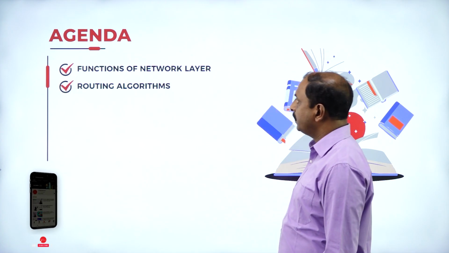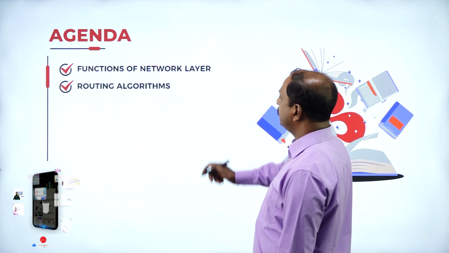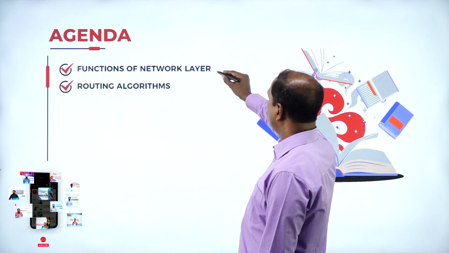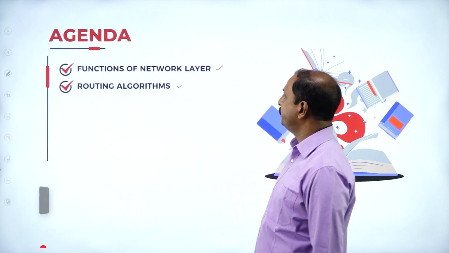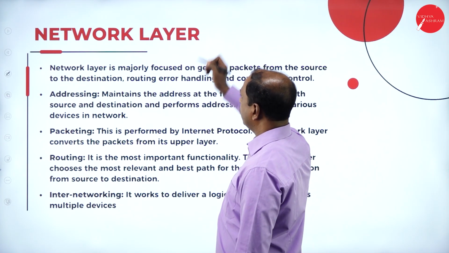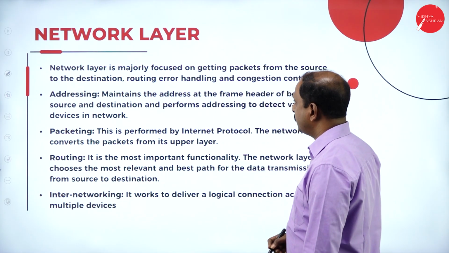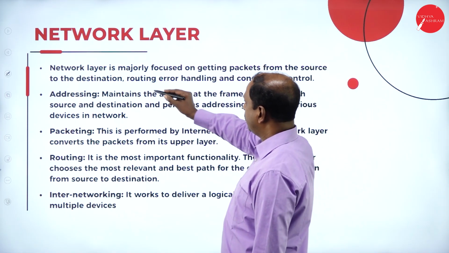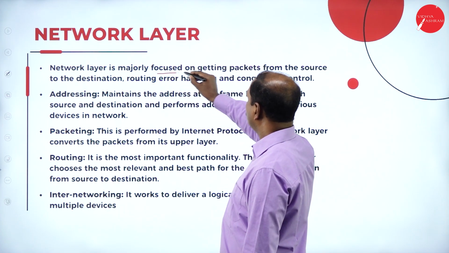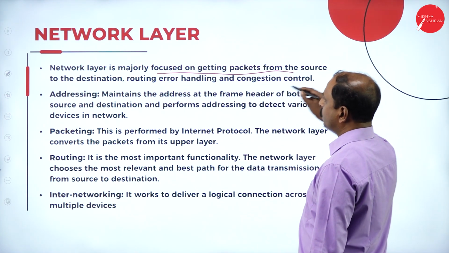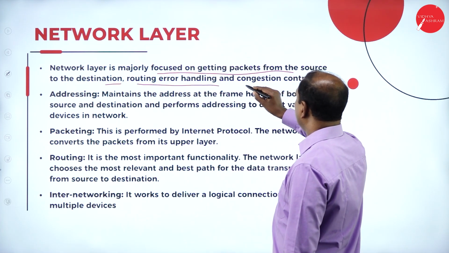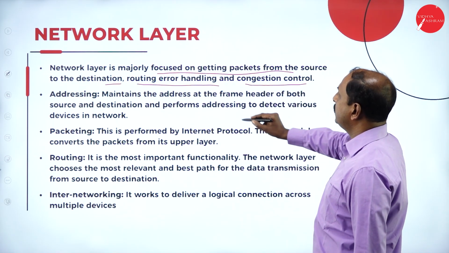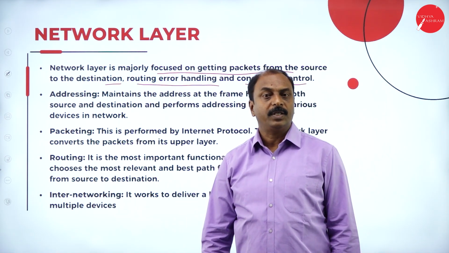In this session, we are going to discuss the concept of function of one network layer and also routing algorithm. Now let us start with a network layer. So in OSI reference model, network layer is majorly focused on getting packets from the source to the destination, routing, error handling, and congestion control. See, these are the main functions of network layer.